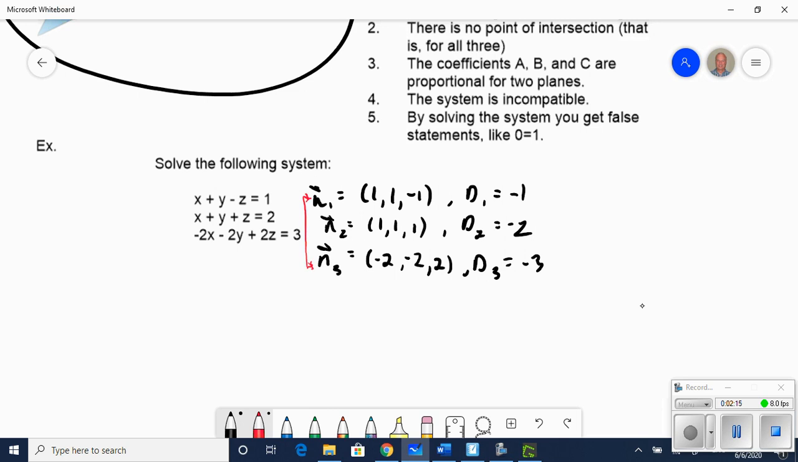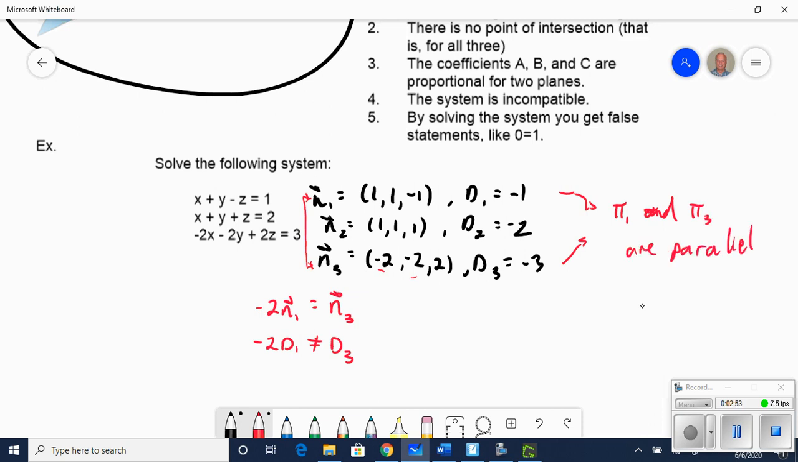I think the connecting statement is -2 times n1 equals n3. I'm going to pause and double check that. If I take -2 multiplied by 1, good, I get that. And -2 times -1 is 2. But it doesn't hold for d1, does it? So clearly, plane 1 and plane 3 are parallel and distinct.